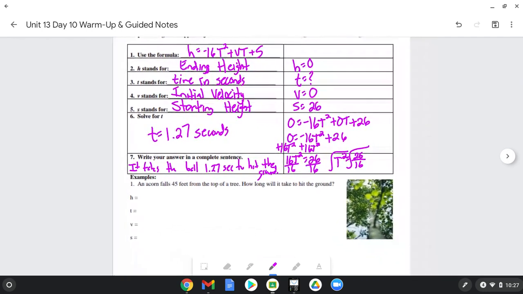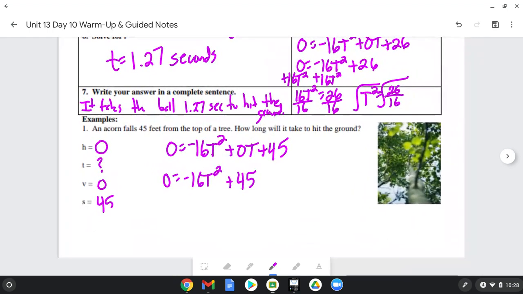For this next one, it says an acorn fell from 45 feet. How long will it take to hit the ground? My ending height, again, is 0 because that's my ground. My time is the one thing I'm solving for, so I'm not sure what that is. I don't have an initial velocity, and my starting height is 45. If I set this whole equation up, it'd be 0 equals negative 16t squared plus 0t plus 45. I know that I can drop that 0t in the middle. So now I just really have negative 16t squared plus 45. I move that 16t squared over to the left side by addition.